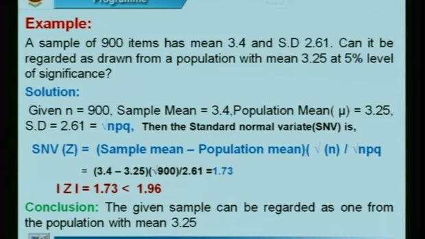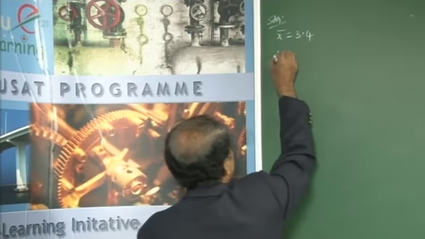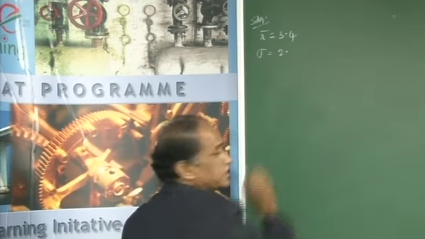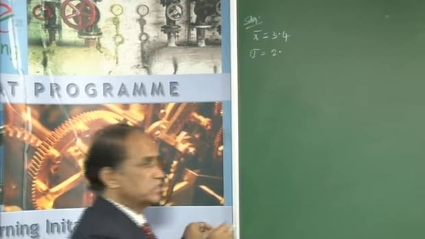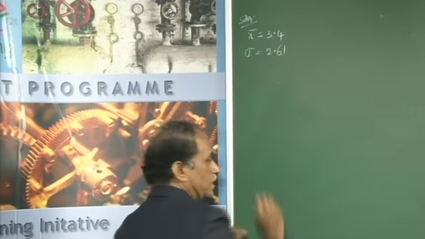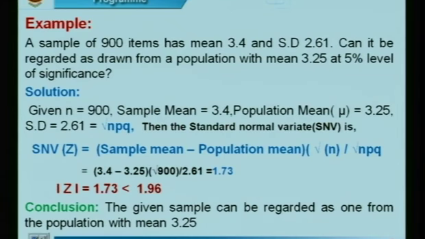Afterwards we will attach the meaning. Then the population standard deviation sigma is given as 2.61, and the next value is given: can it be regarded as drawn from a population with mean 3.25 at 5% level of significance?